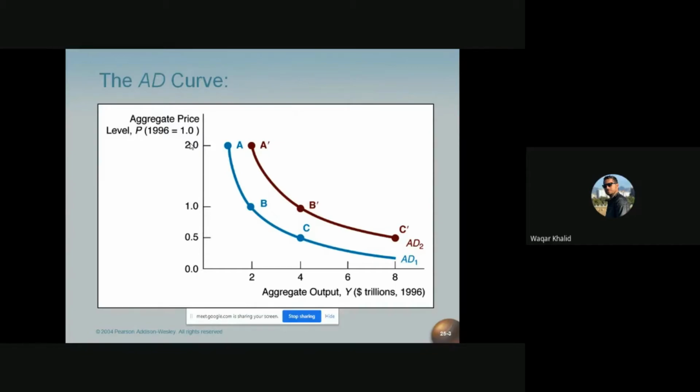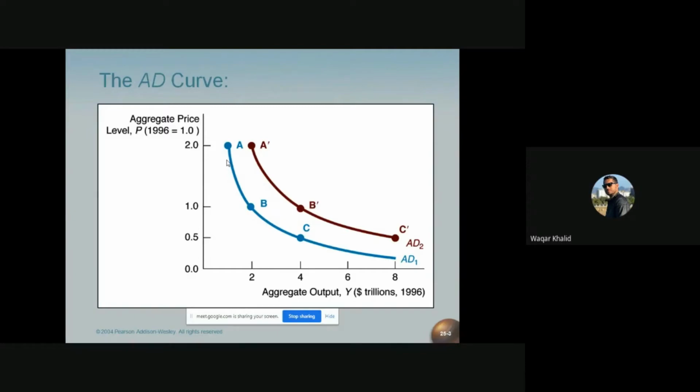Why? Because aggregate spending P multiplied by Y then continues to equal 2 multiplied by $1 trillion, which is equal to $2 trillion. So this combination of a price level of 2 and aggregate output of 1 is marked at point A. Now suppose if the price level is 1, if P is equal to 1, so aggregate output demanded is 2 trillion. So we can get point B where P is equal to 1 and aggregate output is equal to 2. So we can say that the aggregate spending continues to equal $2 trillion.